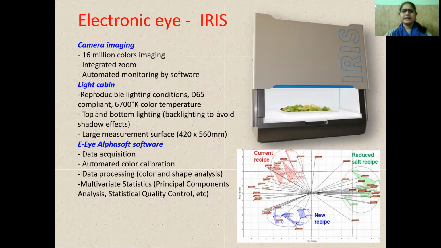The electronic eye is basically an iris with camera imaging of 16 million colors, integrated, zoomed and automated monitoring by the software. There is a light cabin with reproducible lighting conditions, D65 compliant, 6700 Kelvin color temperature, top and bottom lighting, and a large measurement surface. Then there is EI Alpha Soft software. It requires data acquisition, automated color calibration, data processing, color and shape analysis, multivariate statistics, principal components analysis, and statistical quality control, etc.